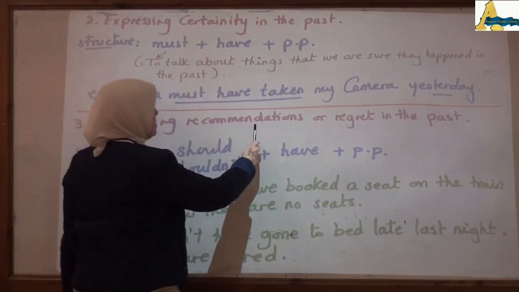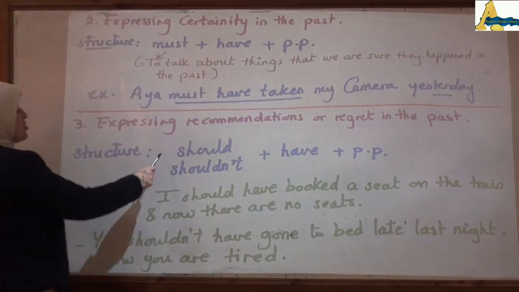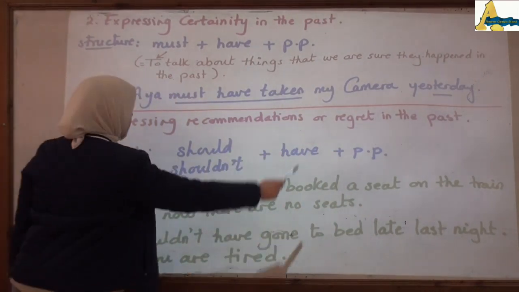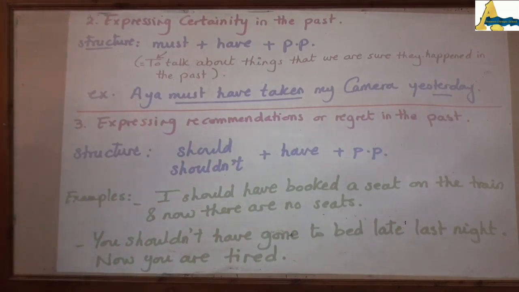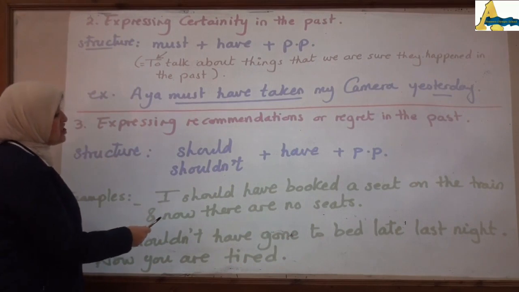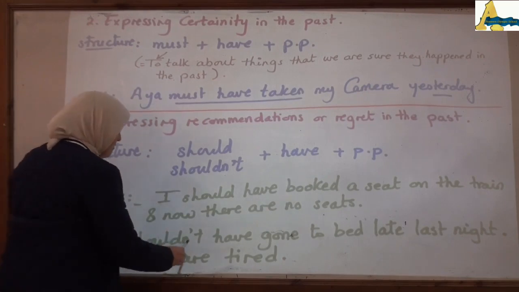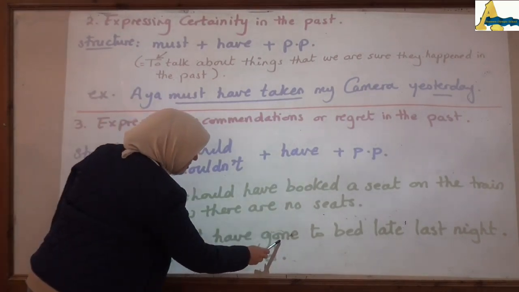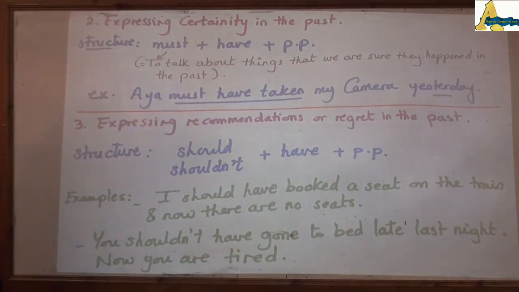Expressing recommendations or regret in the past. For example, the structures should or shouldn't have plus the past participle. Examples that you might refer back to: I should have booked a seat on the train, and now there are no seats. You shouldn't have gone. Remember, have plus the past participle of the verb. You shouldn't have gone to bed late last night, now you are tired.